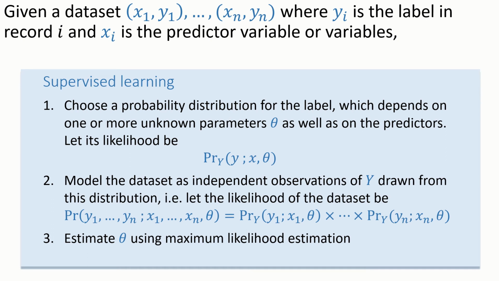We'll assume we're given a data set where yi is the label for record i and xi is the predictive variable, or maybe a tuple consisting of several predictive variables. First, we choose a probability model for the label variable. This probability model should depend on one or more unknown parameters theta, which we want to estimate, as well as on the predictive variables, which we know. Let's say the likelihood is likelihood for big Y of little y with parameters x and theta.